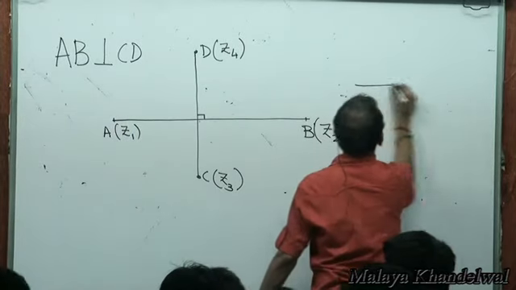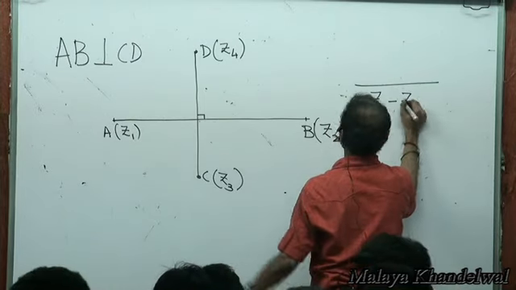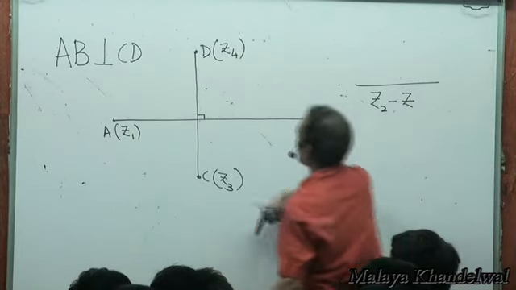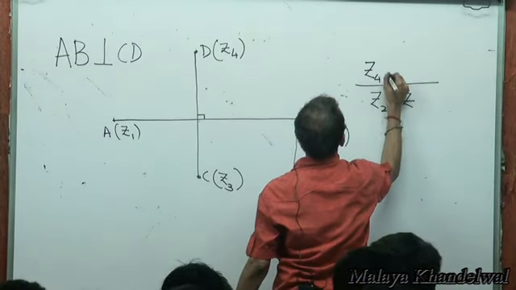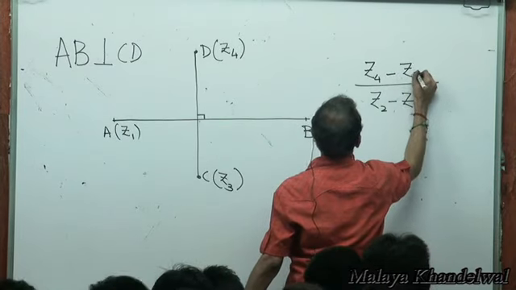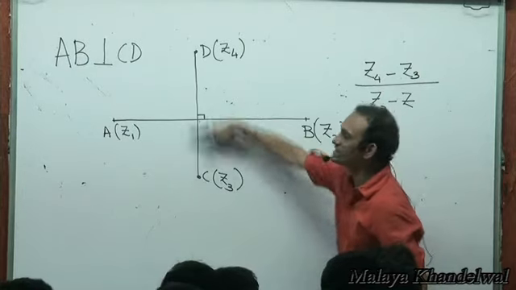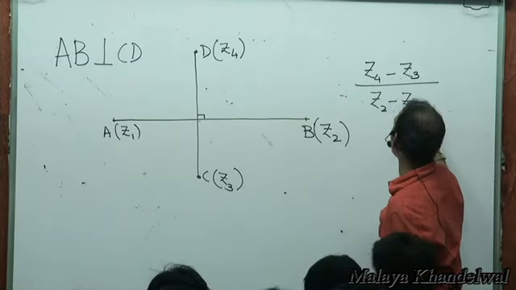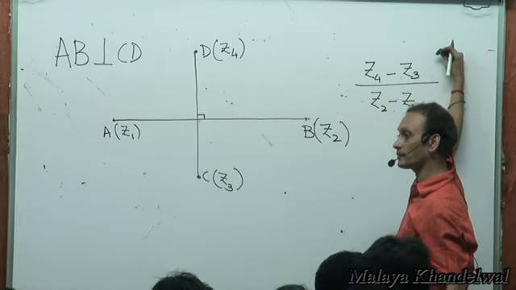Now, take one vector as Z2 minus Z1, the vector AB, for example. Take another vector as, say, Z4 minus Z3. These are two vectors. This is AB and this is CD. The denominator vector is AB, Z2 minus Z1. The numerator vector is CD, which is Z4 minus Z3.